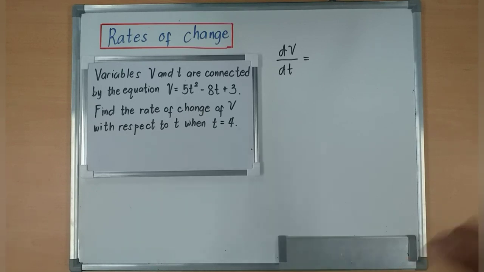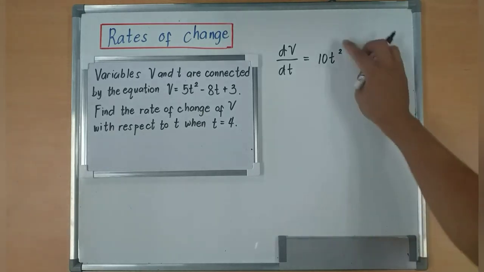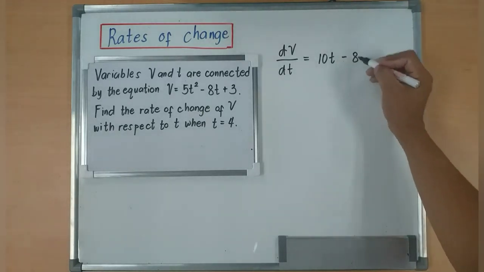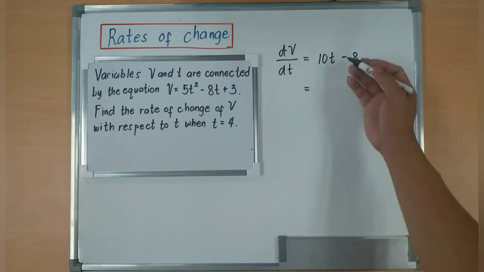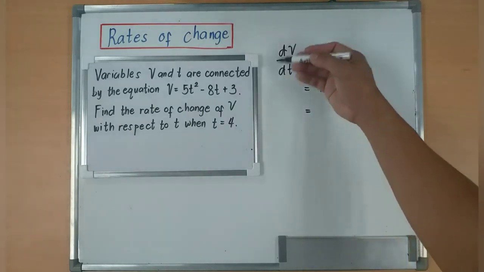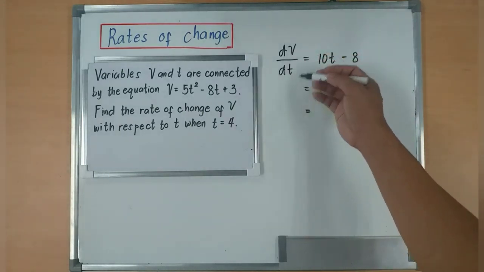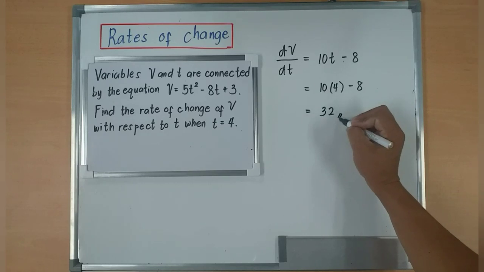It is a ratio, the rate of the change in y over the change in x. Thus, what we are going to do here is get the derivative of 5t squared minus 8t plus 3, which is 10t minus 8, and put in the value of t, which is 4. So 10 times 4 minus 8. Thus, the rate of change of v with respect to t is 40 minus 8, which is 32. As easy as that.